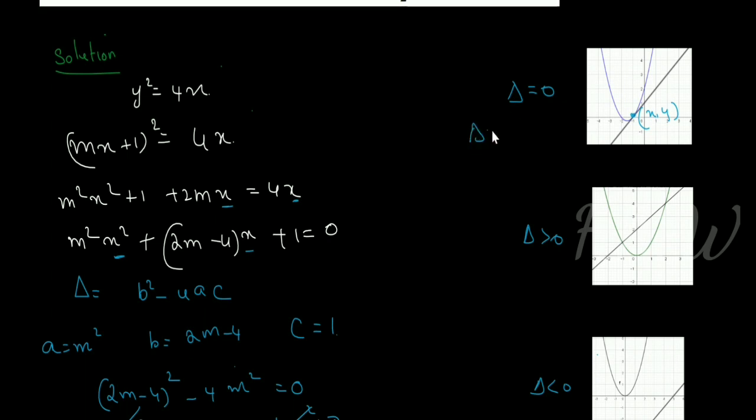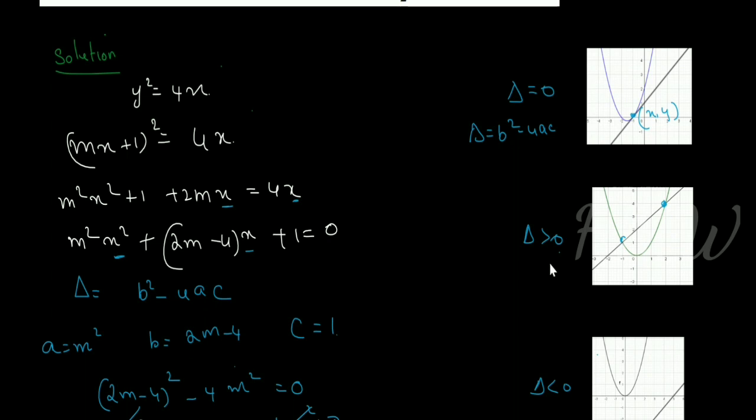What is the discriminant? The discriminant is nothing but b² − 4ac. If the discriminant is greater than 0, you get two values for x. If delta, b² − 4ac, is equal to 0, that means the line touches the curve. That means the roots are equal, x1 is equal to x2.